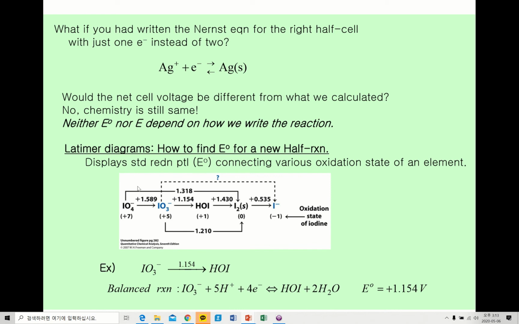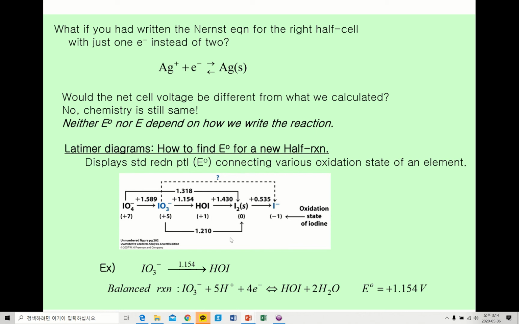It displays the standard reduction potentials connecting the various oxidation states of an element. This is an example for iodine. For iodate, the iodine oxidation state is +5. Here it is +7, and this one, I don't know the name. Let me see.